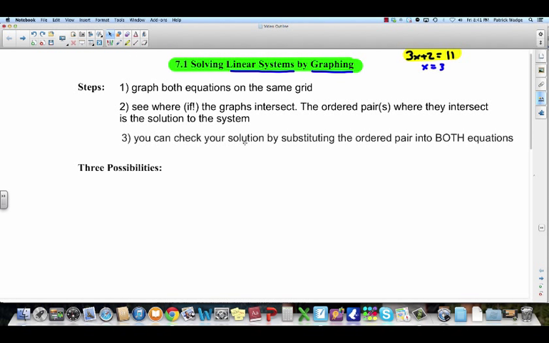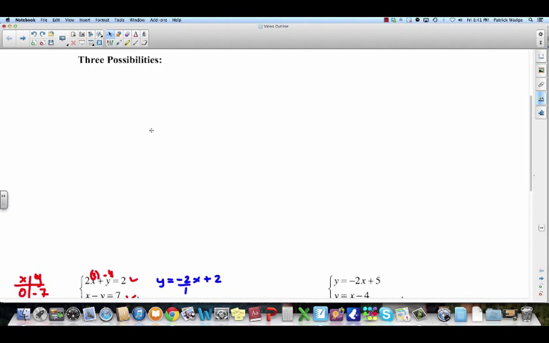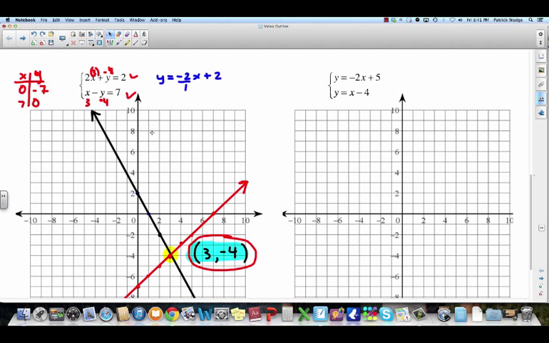Step 3, you can check your solution if you want. You don't have to, but it's a safe thing to do. You can check your solution by substituting the ordered pair back into both equations. It must work in both of them. If it only worked in the top equation, but it didn't work in the bottom one, that's not good enough. It has to work in both of them. Okay, let's do another one, and then I'll start talking about the 3 possibilities. So these ones you definitely want to do slope-intercept form because they're both already in slope-intercept form.